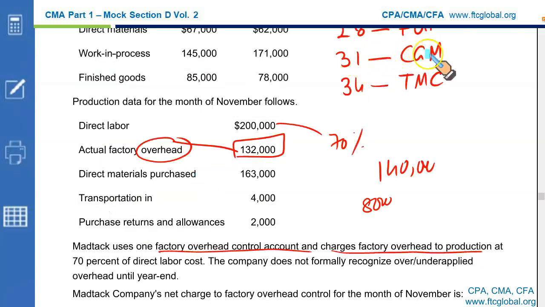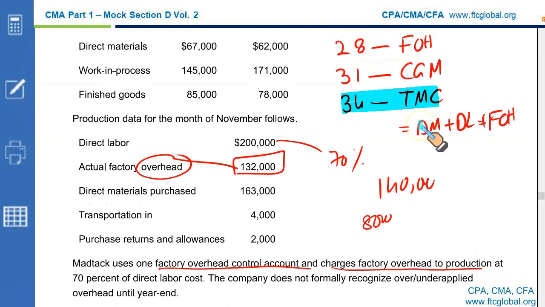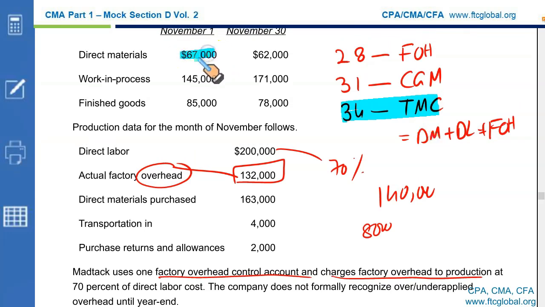Now we have to calculate the cost of goods manufactured and total manufacturing cost. So we need to first calculate the total manufacturing cost, which is equal to the direct material used in production. Let me write down the formula. Total manufacturing cost is the direct material used plus direct labor plus factory overhead applied. We have everything. How do you calculate direct material used? We just discussed this a little while ago. Opening stock of your direct material plus purchases plus transportation in less returns and allowances, less your closing stock of raw material. This will give you the raw material consumed.